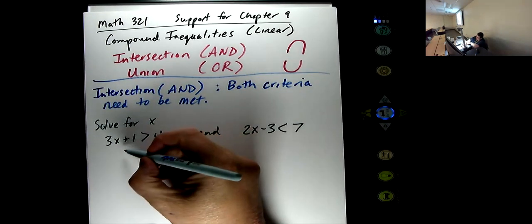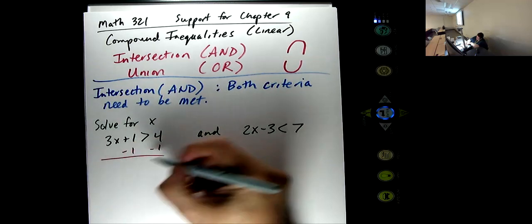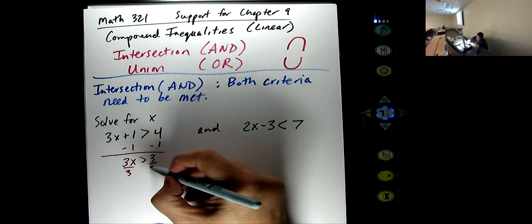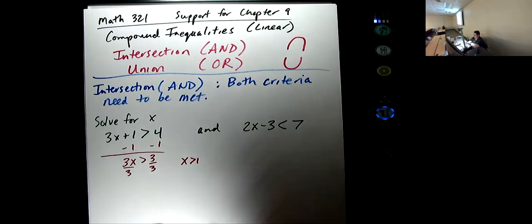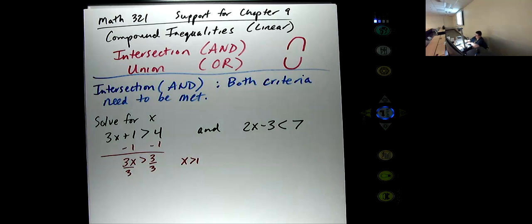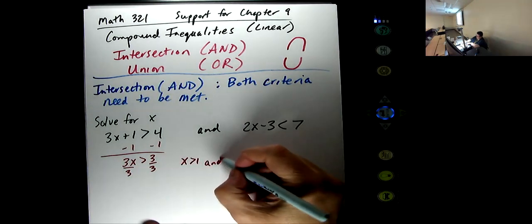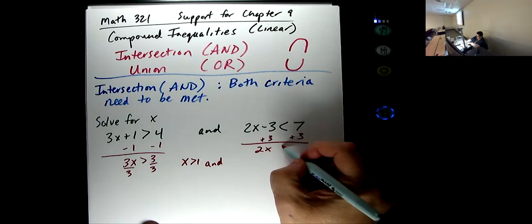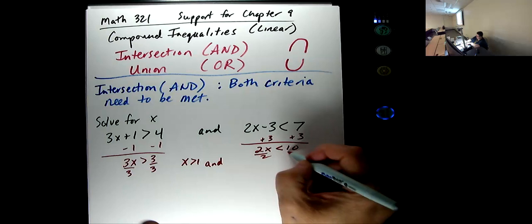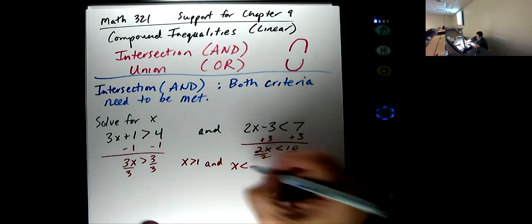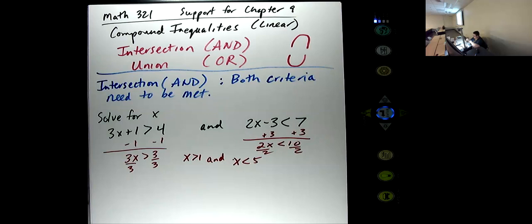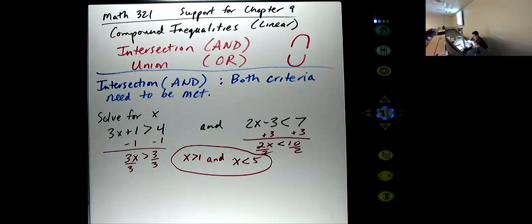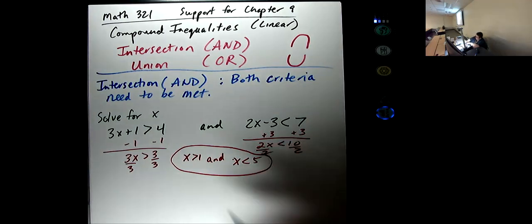So we solve them separately. On this one, we subtract 1 from both sides, so we get 3x is greater than 3. Divide by 3, and we get x is greater than 1. Then we have an and. We solve over here. We add 3 to both sides, and we get 2x is less than 10. Divide by 2, and we get x is less than 5. Those criteria need to happen simultaneously. Both criteria need to be met.